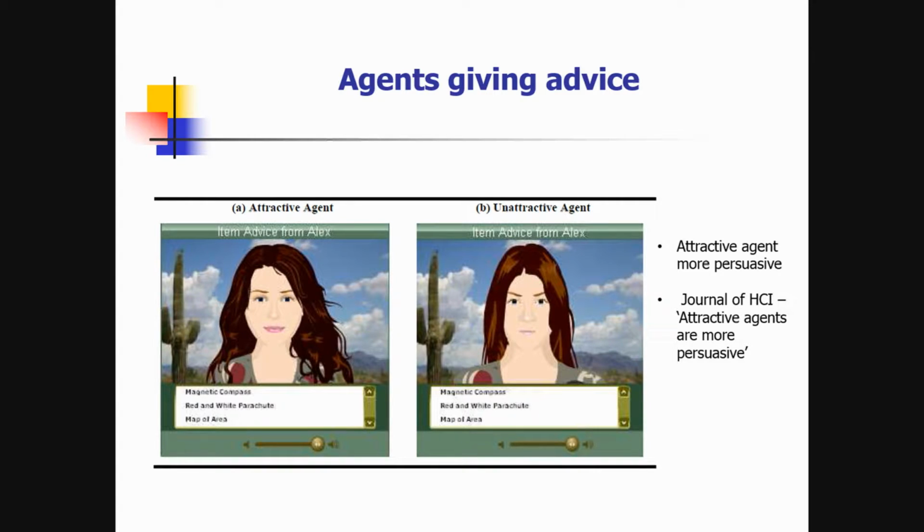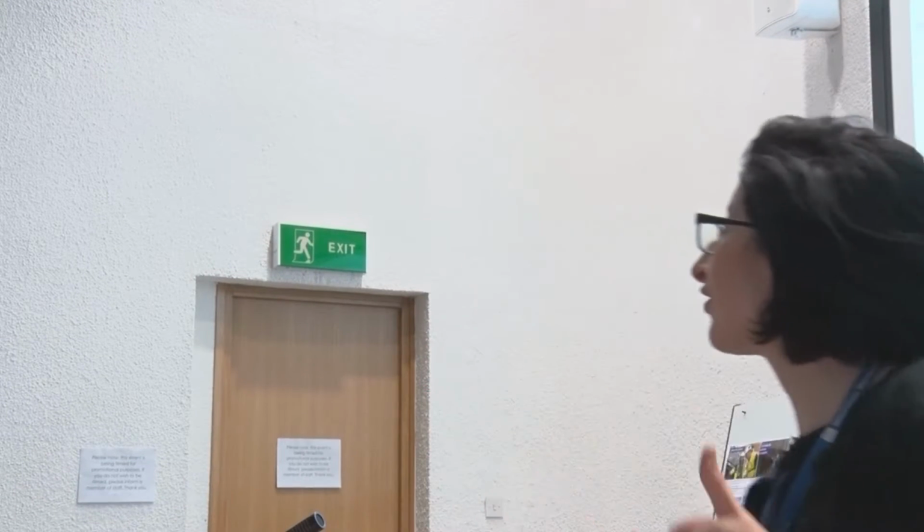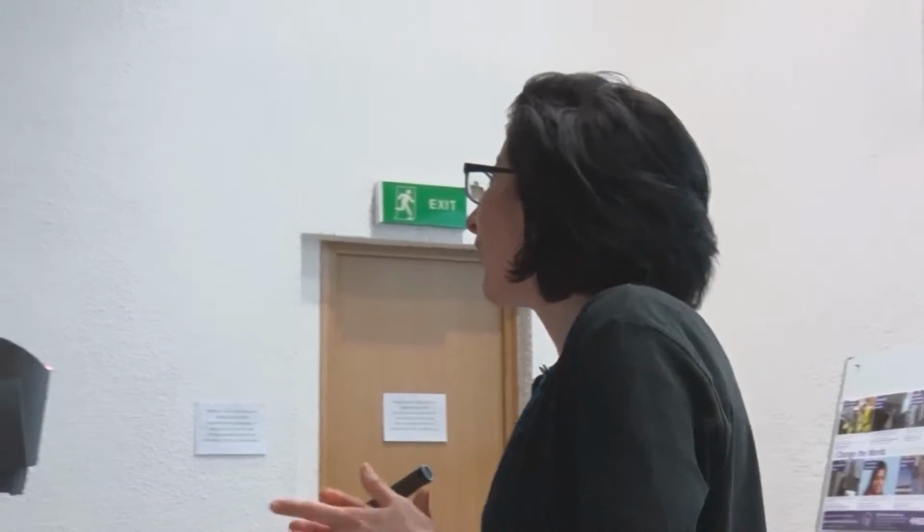Here they were giving advice on what's called the desert survival task. So I was looking at whether the attractive characters were more believable than the less attractive characters. And this was published in a journal paper. And I found that, unfortunately, individuals can be very superficial. We can be very shallow, and we do tend to put more positive attributes towards the attractive characters.